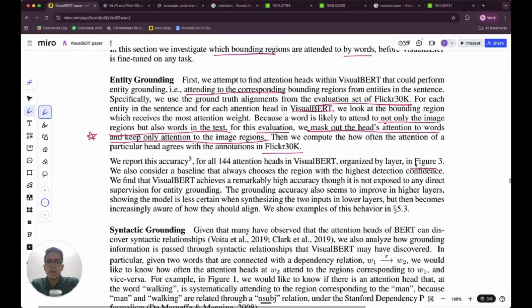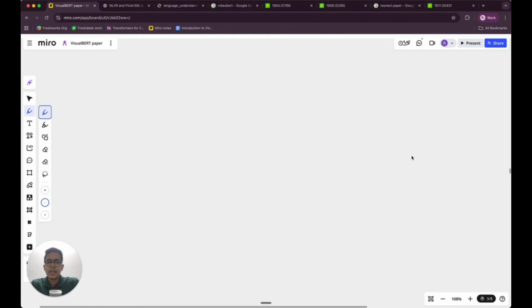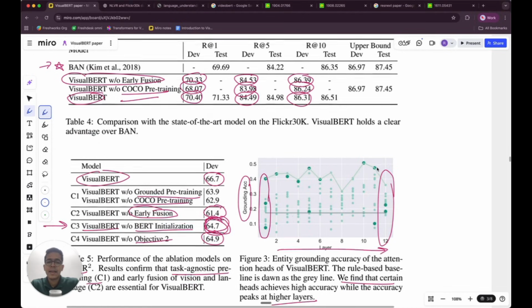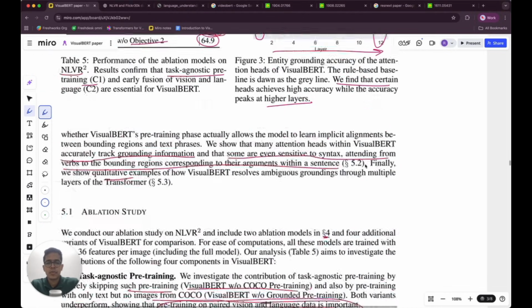Figure 3 we already saw. In figure 3, we saw that some heads are really good, some heads are not good, and in general, later layers are performing better. That's what we saw from figure 3.